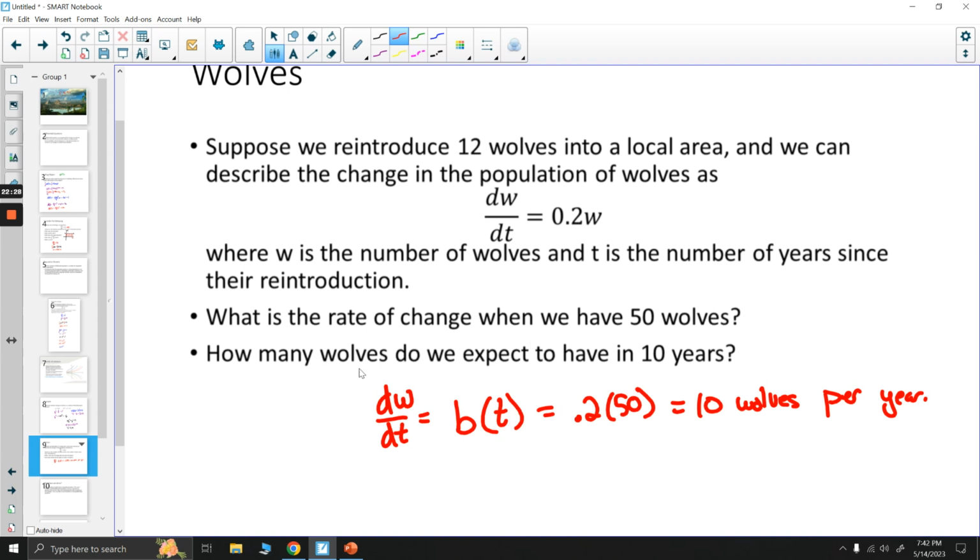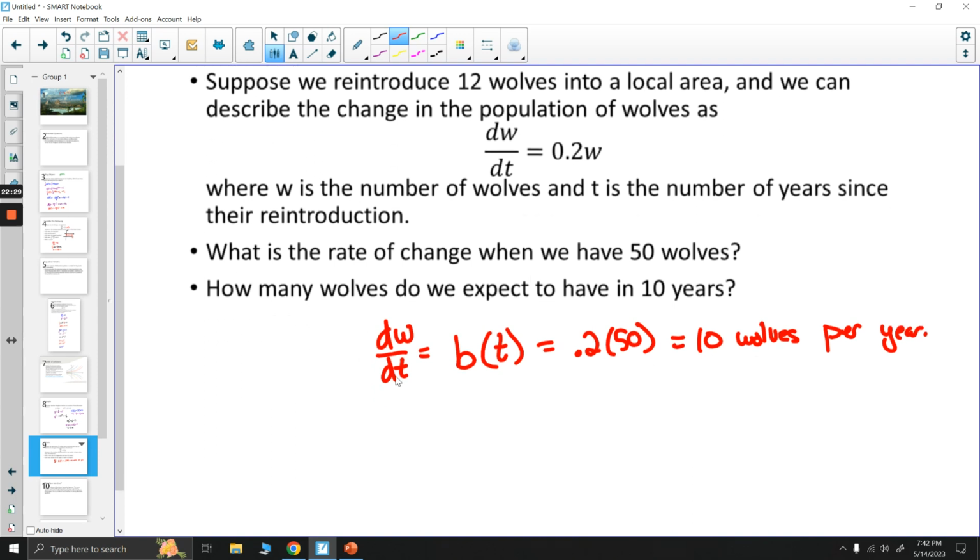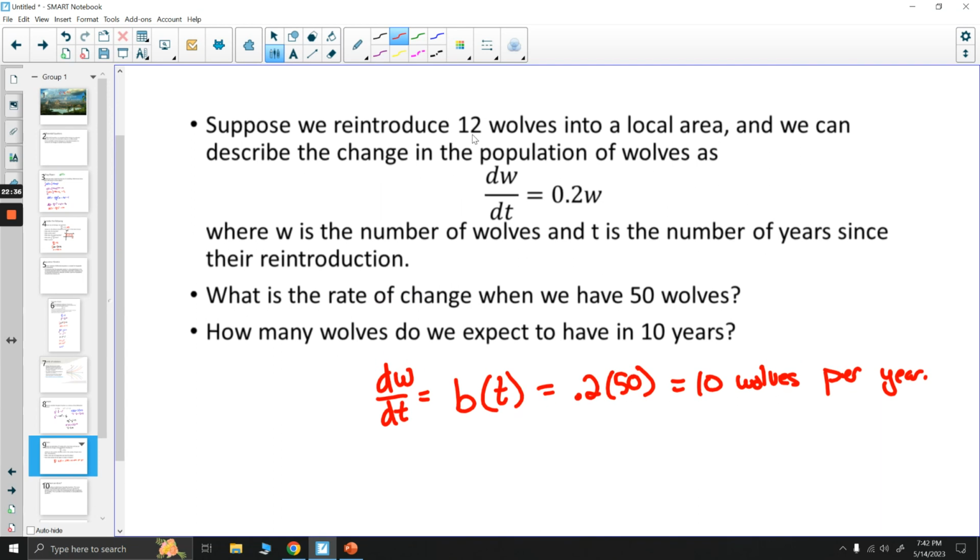So how many wolves do we expect to have in 10 years? Well, essentially, this is our rate of change, and we know that we have a rate of change that's changing depending on how many wolves we have at different times.